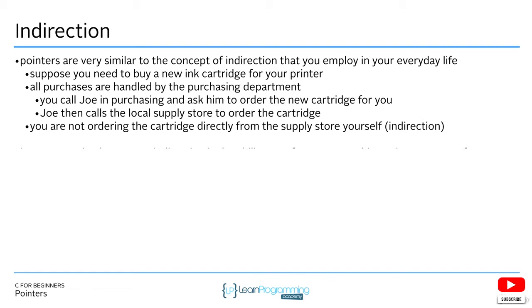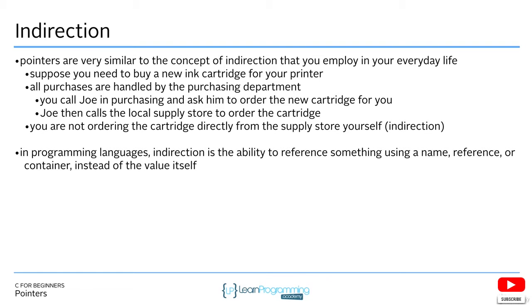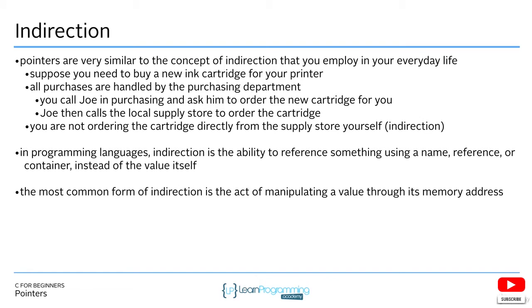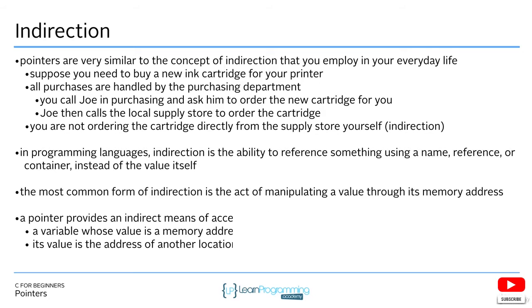This is the same concept as a pointer in programming. In programming languages, indirection is the ability to reference something using a name, a reference, or a container instead of the value itself. We use a form of indirection by using variable names. We do not use the memory address to access data. We use a variable name. The most common form of indirection is the act of manipulating a value through its memory address. So in addition to using a variable name to represent a memory address, you also manipulate a value through its memory address using the address itself.